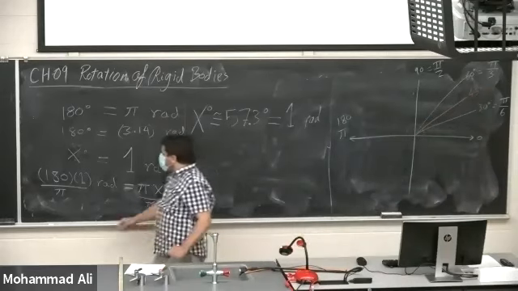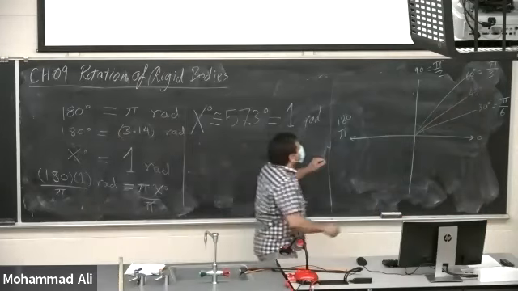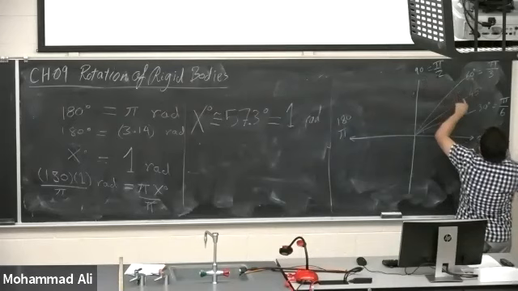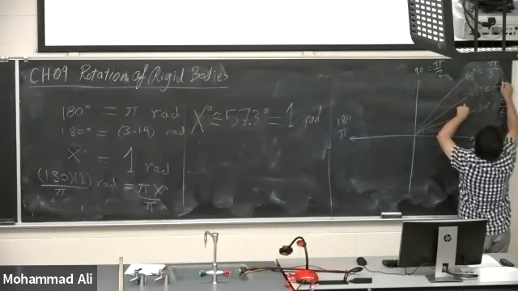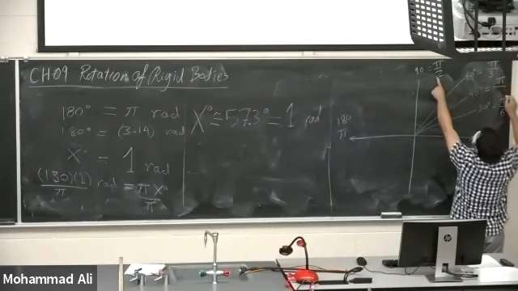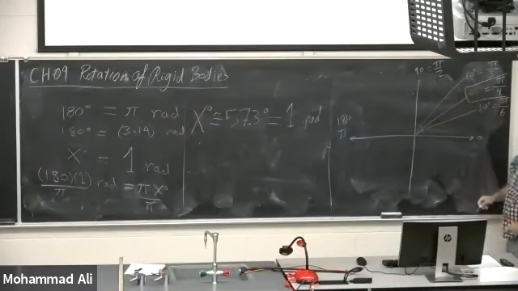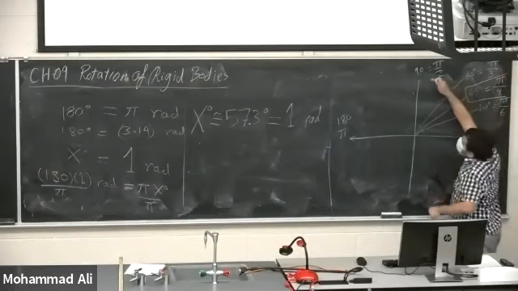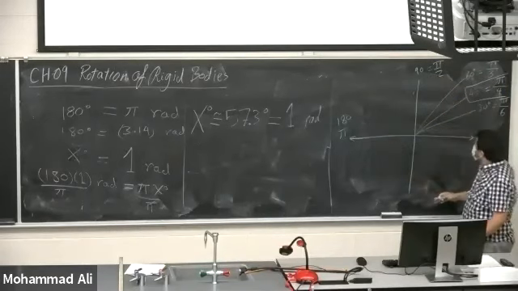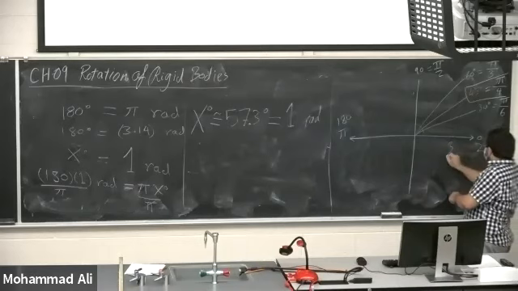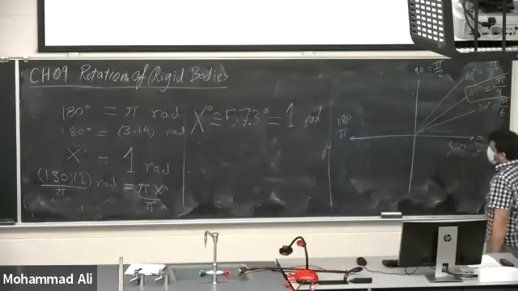45 degrees is half of this. Half of 90 will be equal to pi over 4, not 2 over 4. Right? So we have 0, pi over 6, pi over 4, pi over 3, pi over 2, pi. This is 2 pi, because it is 360 as we talked about before.